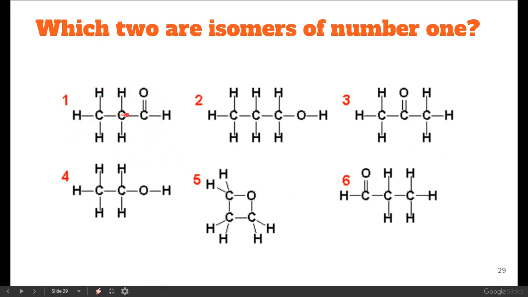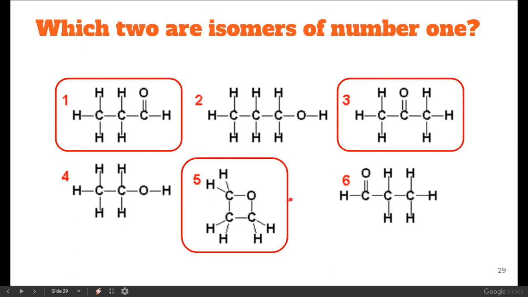We got 3 carbons, 1 oxygen, and it looks like 6 hydrogens, right? Yeah. So let's look. 1, 2, 3. Ooh. See if you can do this one. I'll let you do this one. Try it on your own. Go ahead. And then I'll just show you the answer if you want to pause it and look for yourself. And here you go. All right. So number 5 and number 3 were isomers of number 1.